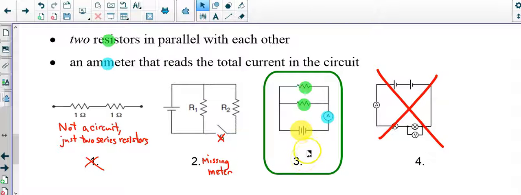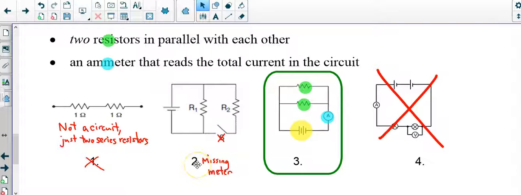It is a correctly developed parallel circuit. We have a battery, an ammeter in the line, and two resistors in parallel on separate branches. Let's take a quick peek at why these other answers are wrong. Choice 1 is not a circuit. It's just two resistors connected in series.